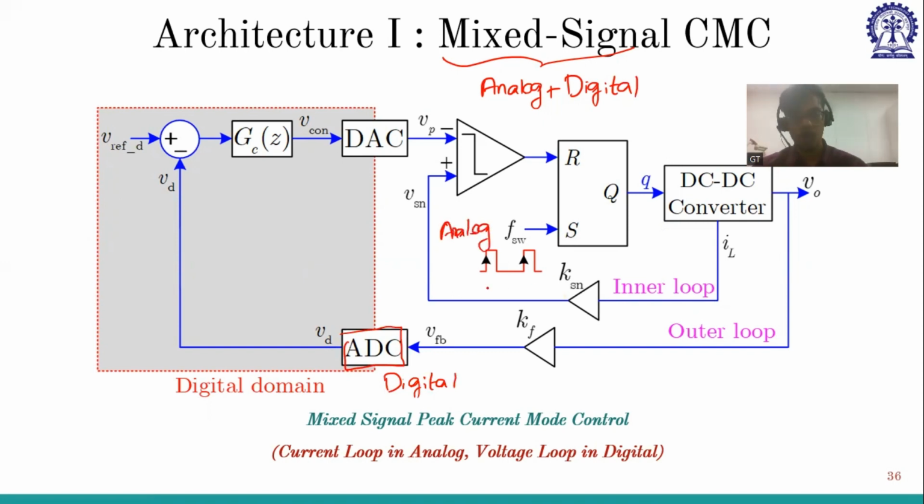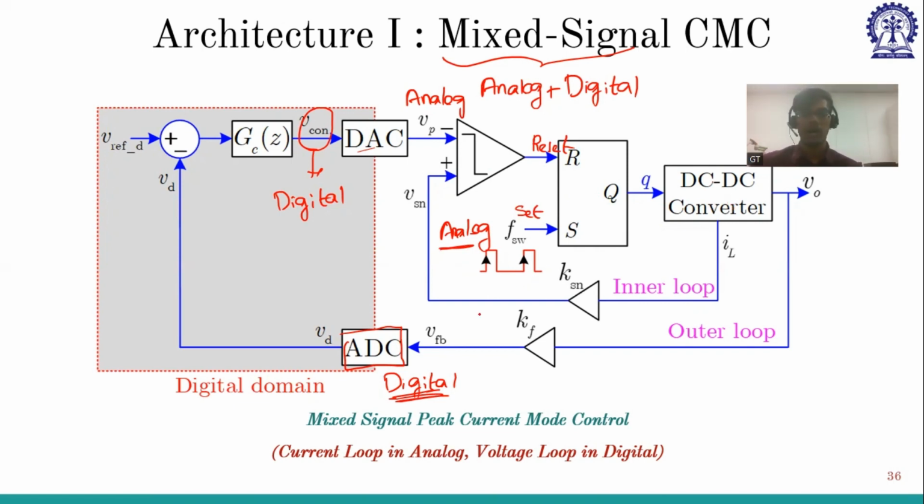As I told, the inner loop should be faster. That's why we are keeping this in analog and the outer loop in digital. So the outer loop will be digital and this reference will again be digital, right? This is coming from the FPGA, but this signal is analog. You cannot compare digital to analog, so again you need a DAC to make it analog. Now these two analog signals are compared with each other, which will give us the reset pulse and FSW also set pulse.